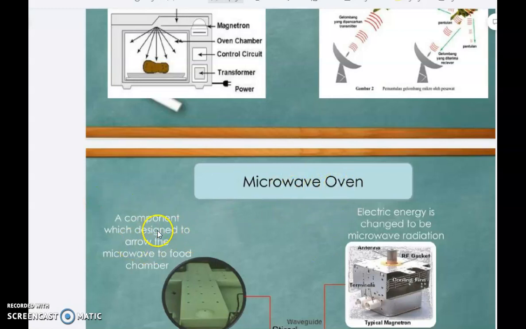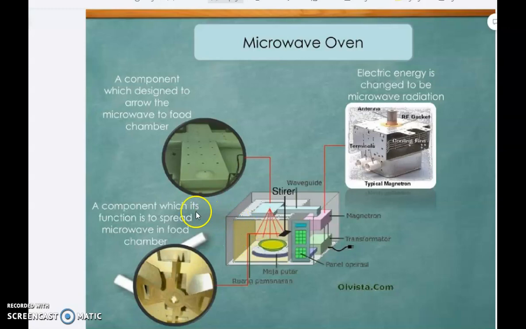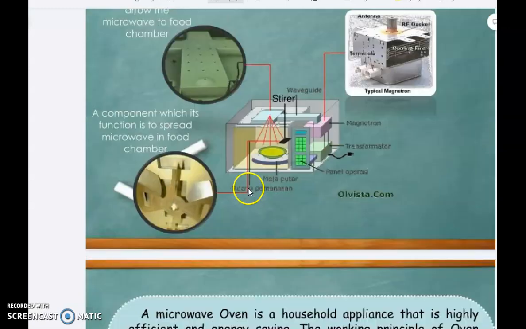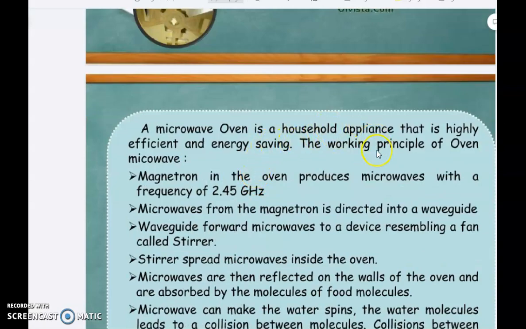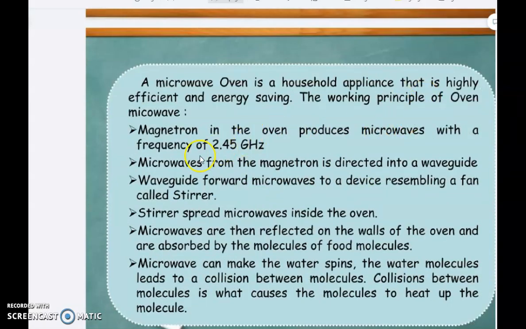This is a component which is designed to direct the microwave to the food chamber. We also have electric energy converted to microwave radiation, and we also have a lot of other applications, as you can see. So a microwave oven is a household appliance that is highly efficient and energy saving. The working principle of the oven is microwaves. Like we know, the magnetron in the oven produces microwaves with a frequency of 2.45 gigahertz.